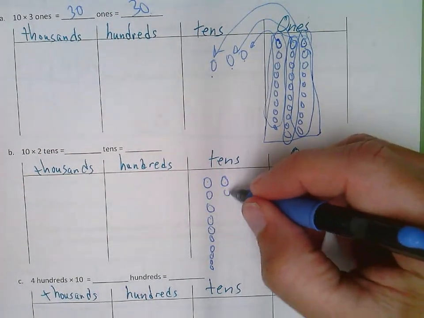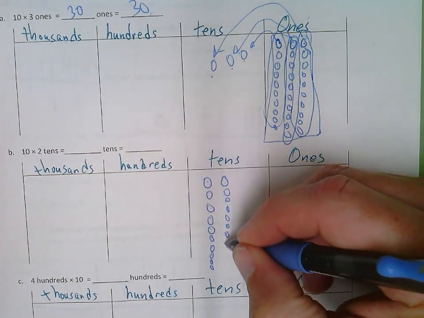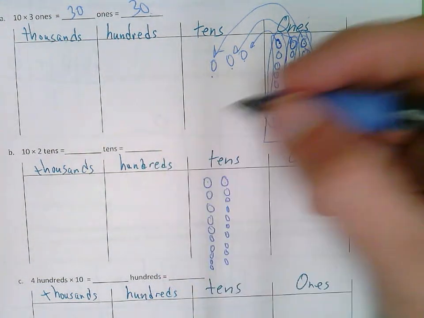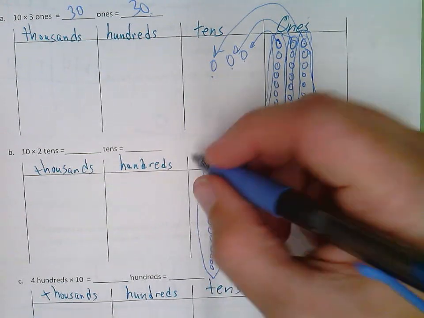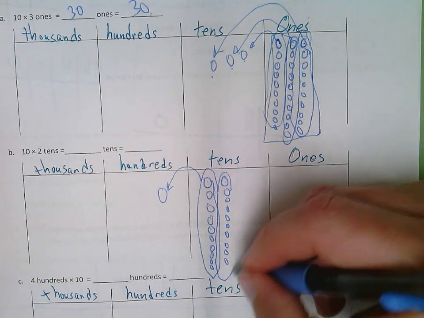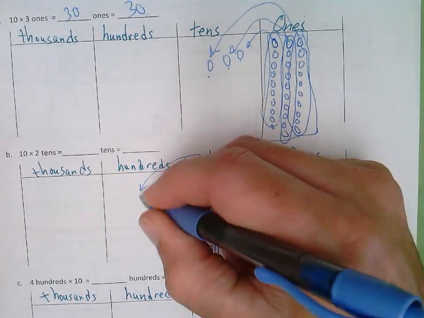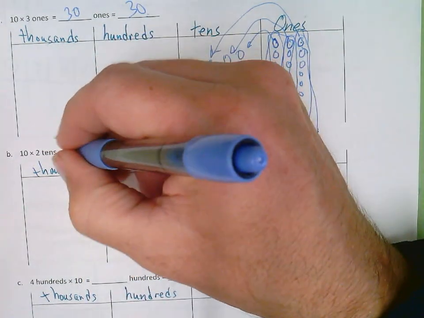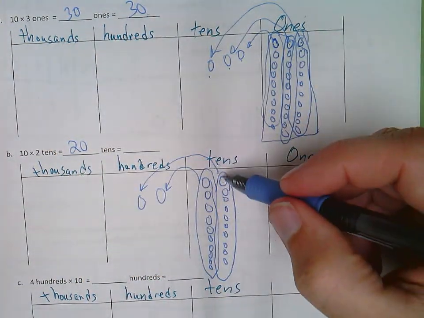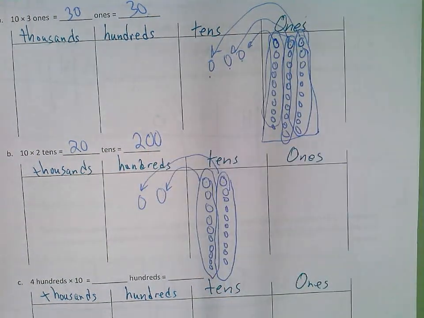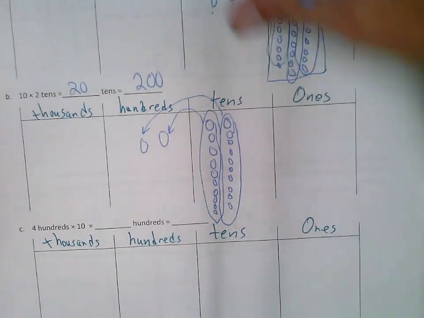And another 10, because those groups of 10 can slide over into the next higher place value. So here's one group of 10, which those 10 tens makes 100. These 10 tens makes another 100. So 10 times 2 tens equals 20 tens, and those 20 tens make 200. And down to part C.